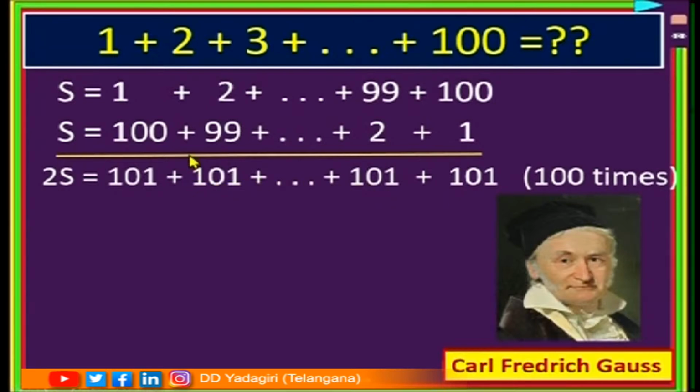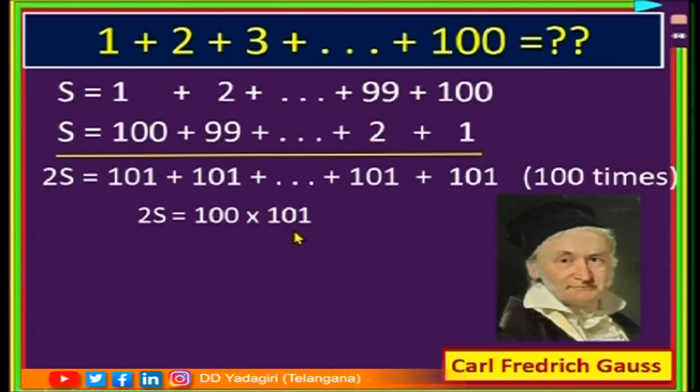Okay. So for example, if we add a number 3 twice, that is 3 plus 3, how much? 6. That means 3 plus 3 is nothing but 2 into 3, right? So 3 four times, means 3 plus 3 plus 3 plus 3, is 3 into 4, that is 12. Like that here we have 101 plus 101 plus so on up to 100 times. So what is the sum? That is 2s is equal to 100 into 101. So 101 repeated 100 times, right? That's why 100 into 101.